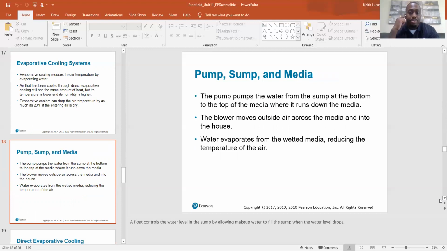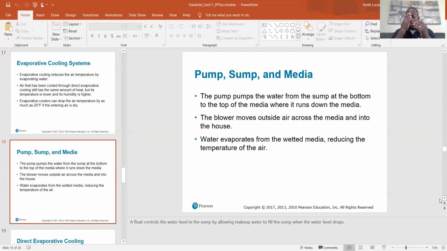Pump, sump, and media. The pump pumps the water from the sump at the bottom to the top of the media where it runs down the media. The blower moves outside air across the media and into the house. Water evaporates from the wetted media, reducing the temperature of the air. A float controls the water level in the sump by allowing makeup water to fill the sump when the water level drops.